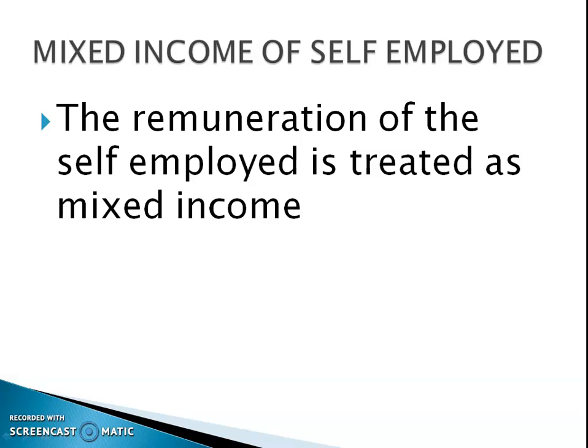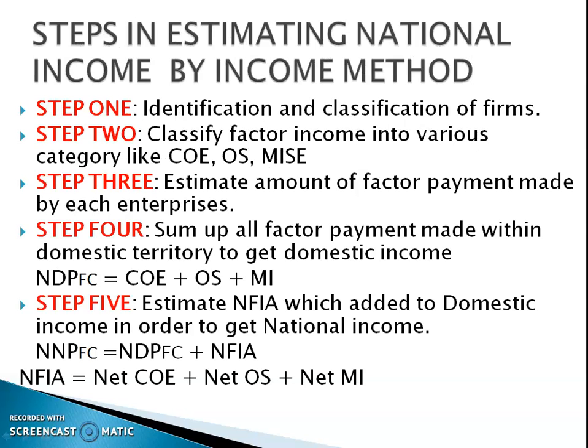For example, if a doctor is using 2 rooms of his house to run his clinic, he himself is the labor and entrepreneur, and he is using his own capital, so his income comes under the mixed income category. Then, next we are going to discuss the steps of estimating national income by the income method.